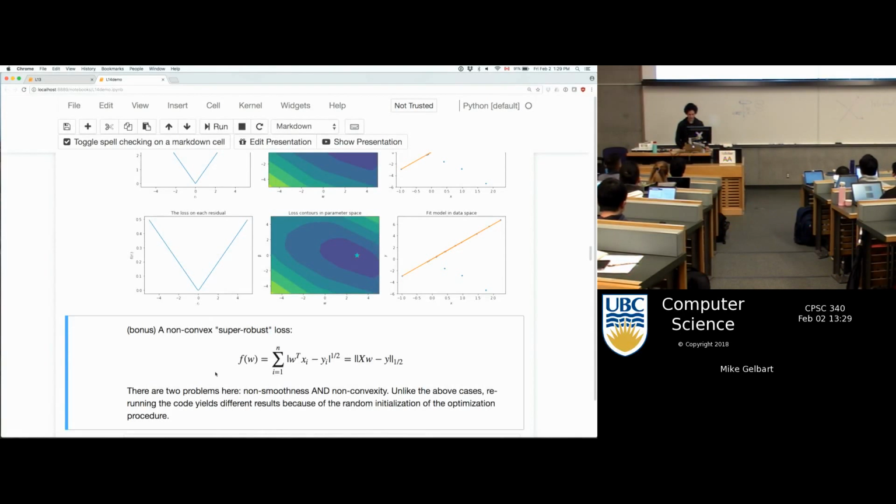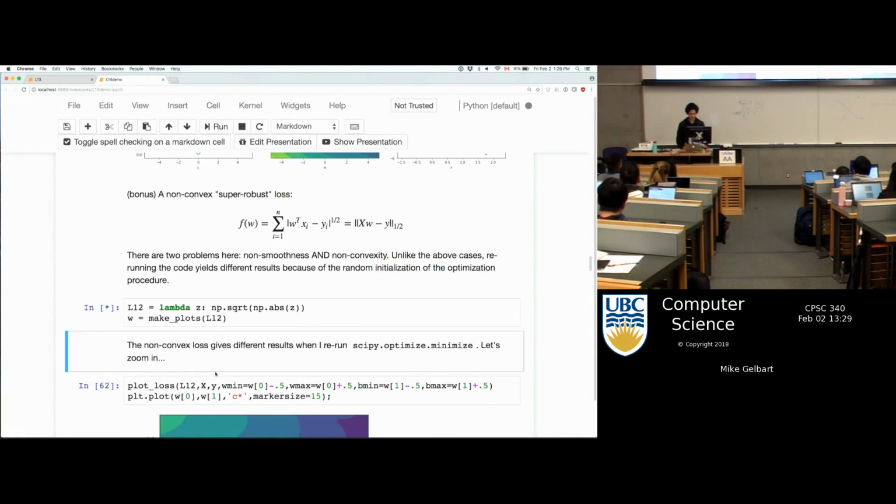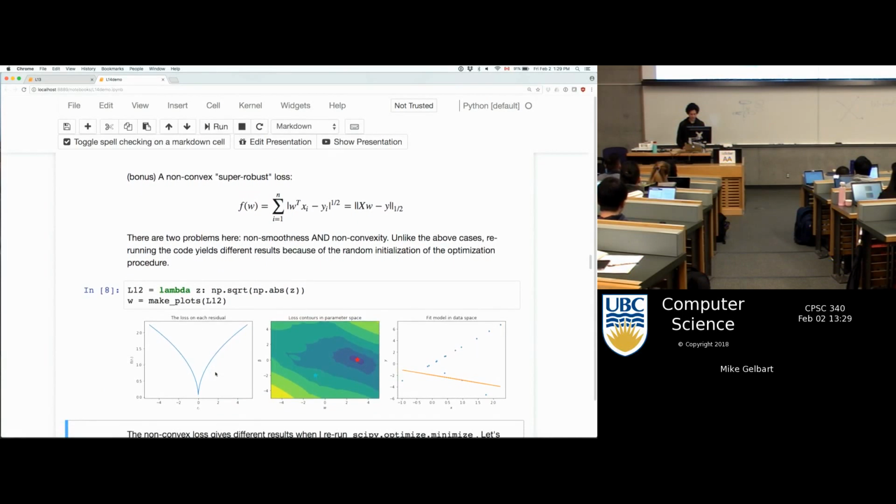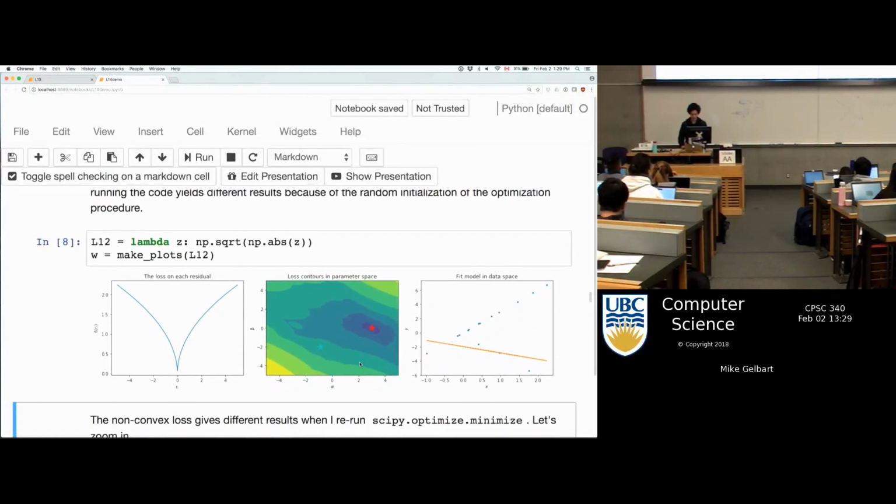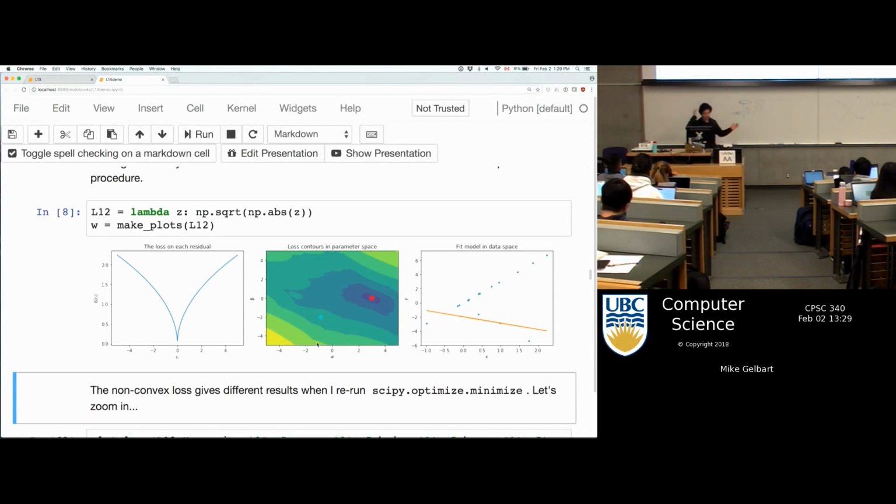And if I do that, crazy stuff happens. So here's an example where the red star is the global minimum, and the cyan star, I'll make it a little bigger, is where it actually ends up. And then you can see that fit in the data space on the right. And it's sort of as advertised on the slides.